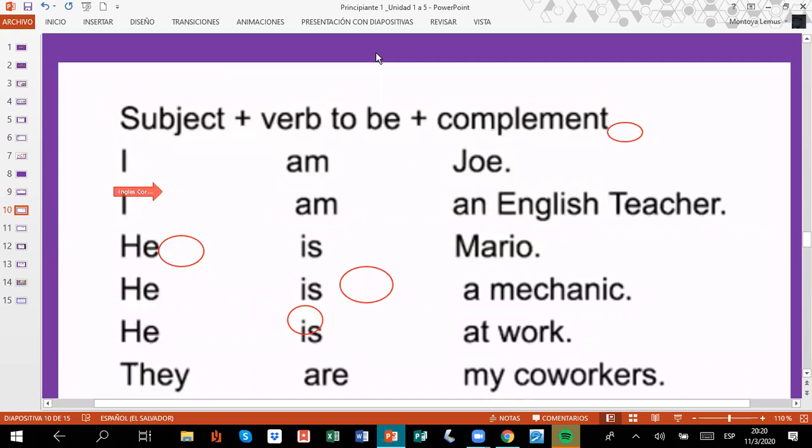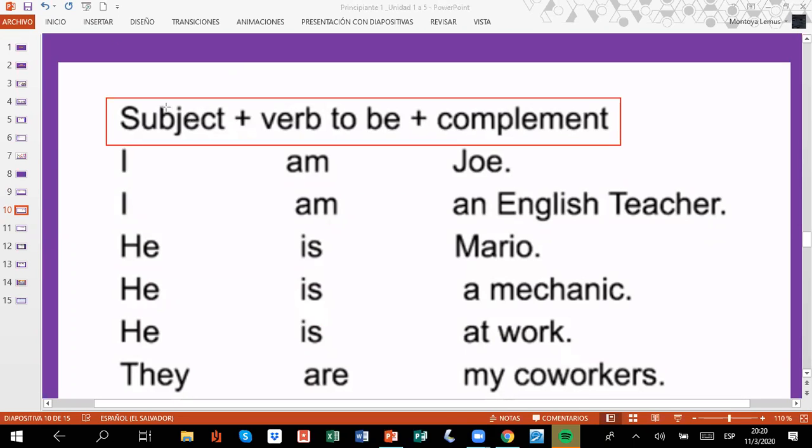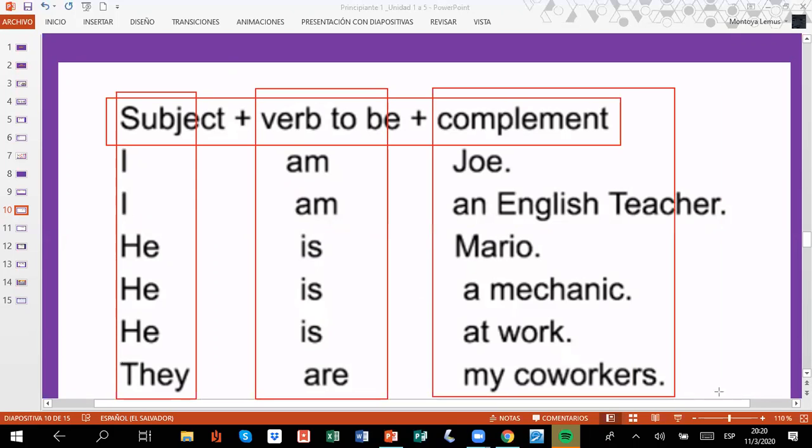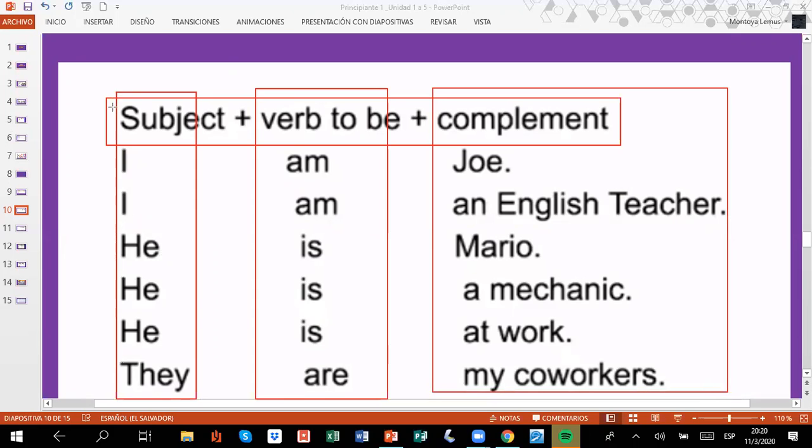Entonces, tenemos acá varios ejemplos, ¿verdad? La estructura para este tipo de oraciones, affirmative sentences or affirmative statements, oraciones afirmativas, es esta. Sujeto, ¿verdad? Es todo esto, subject. La forma correcta del verbo to be para cada sujeto. ¿Verdad? Y el complemento cualquiera que sea lo que estemos diciendo. Okay, esta es la estructura de las oraciones afirmativas. I am Joe. I am an English teacher. He is Mario. She is a mechanic. He is at work. They are my co-workers.